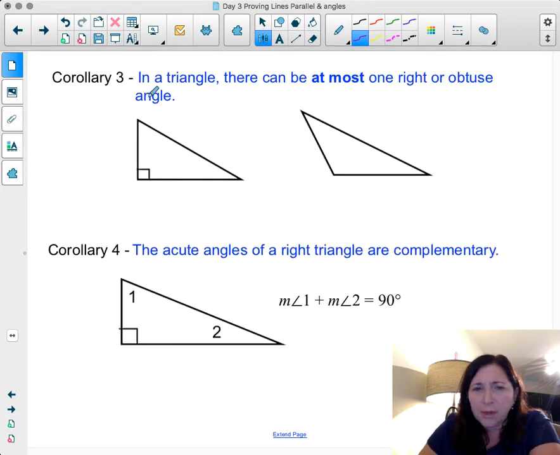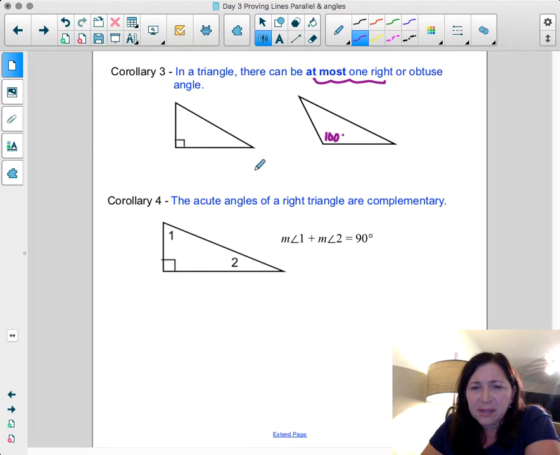Another corollary, number 3: in a triangle, there can be at most only one right angle in a right triangle, and only one obtuse angle in an obtuse triangle.